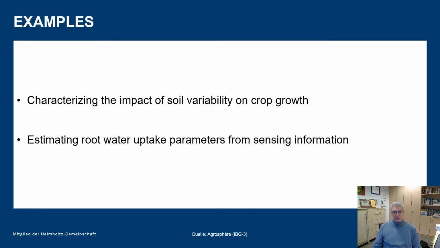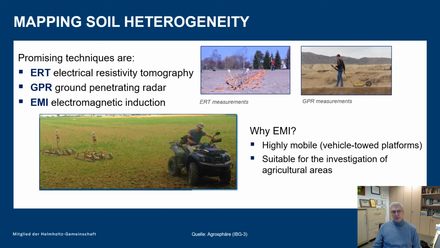So two examples: characterizing the impact of soil variability and estimating root water uptake parameters from sensing information. Now, there are currently many techniques available that allow us to map soil heterogeneity. There is, for instance, electrical resistivity tomography, which uses electrical currents to measure the bulk electrical resistivity of soil and then relates this to soil properties. We have ground penetrating radar that typically measures the soil moisture content. And we have electromagnetic induction, which also aims at characterizing the bulk electrical resistivity or conductivity of the soil, and from there derives soil properties.